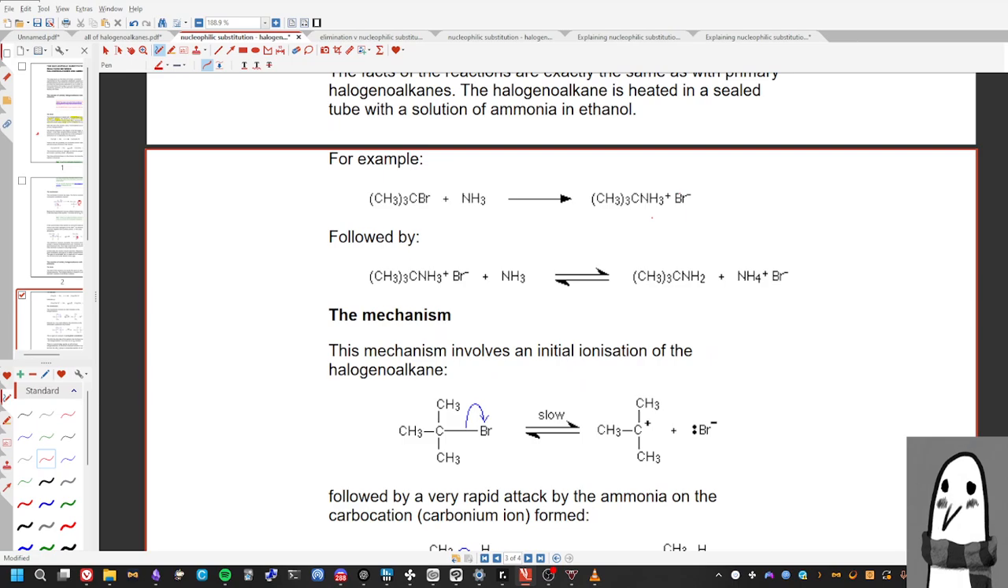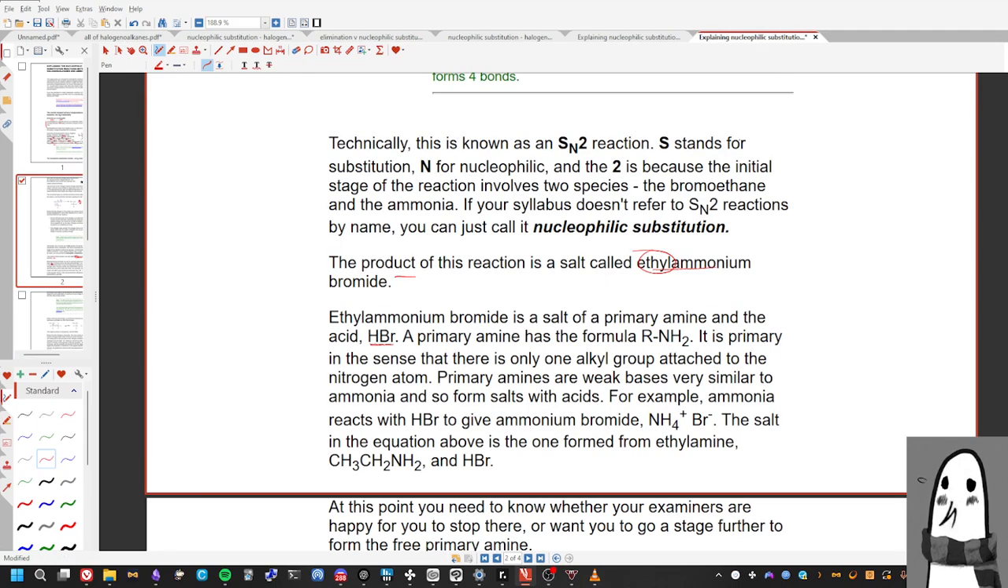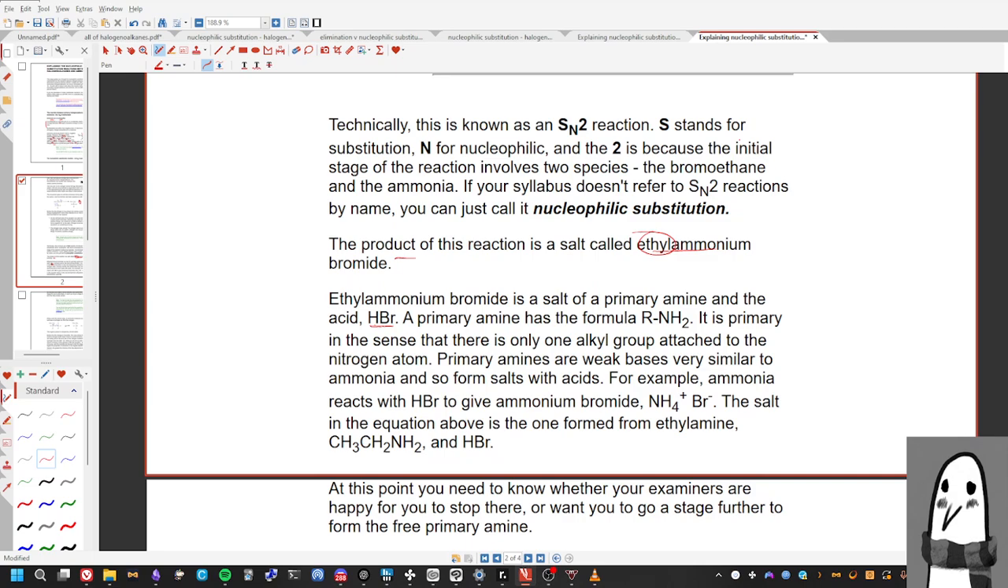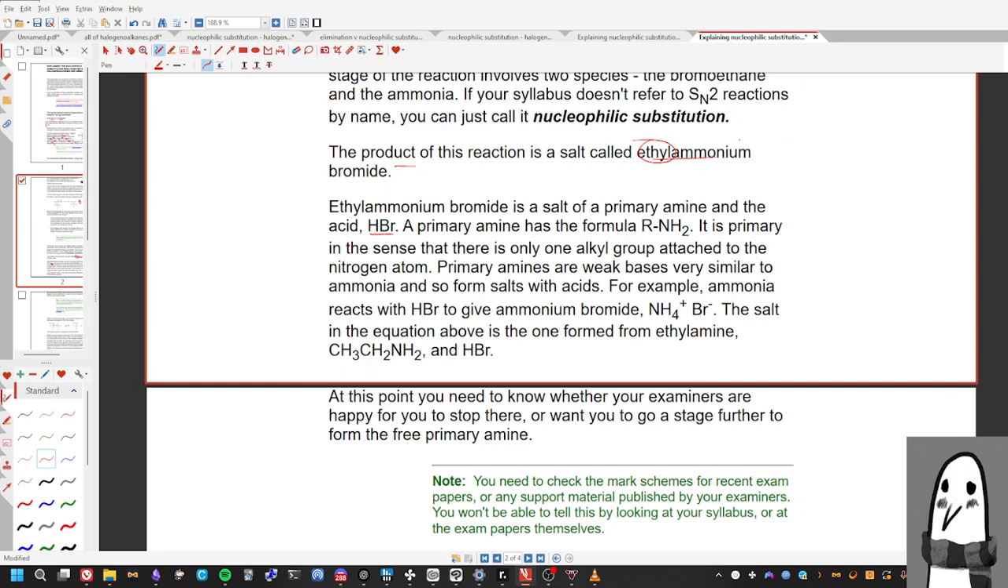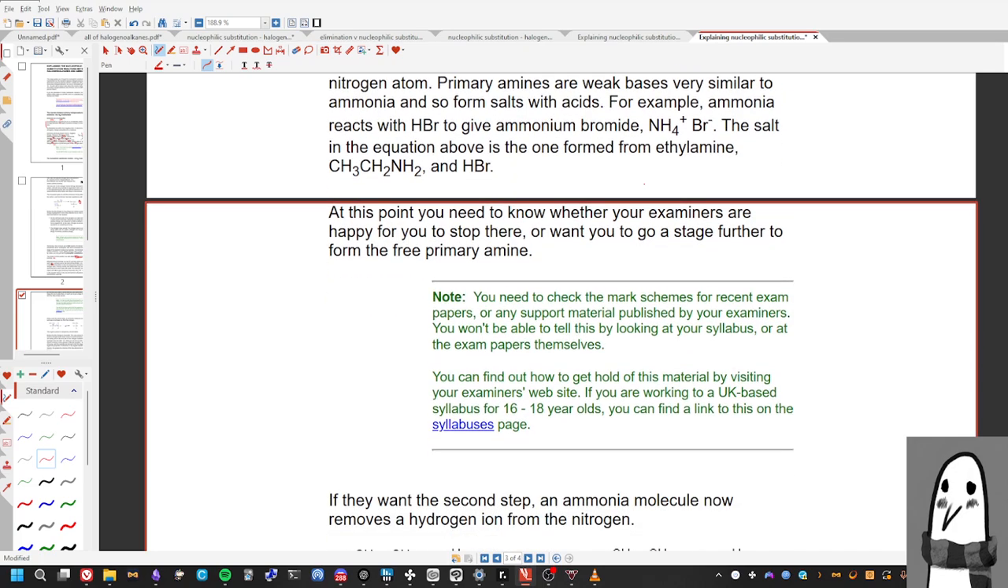The only way I can understand this is the positive on an H binds with the negative Br, forming an HBr acid. Then you have that NH3 coming in, NH3 plus your HBr, that's a base and an acid, and you're going to get NH4+ Br-. And then the salt in the equation above is formed from ethylamine, CH3CH2NH2, and HBr. Yeah, that makes sense.